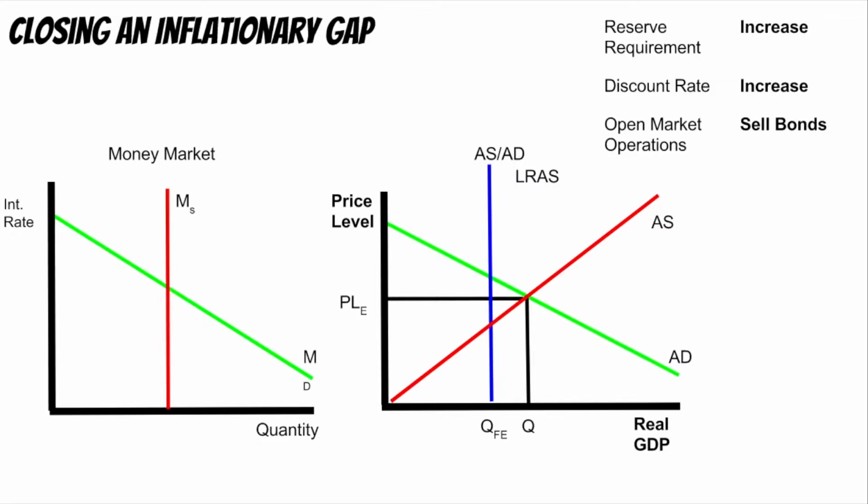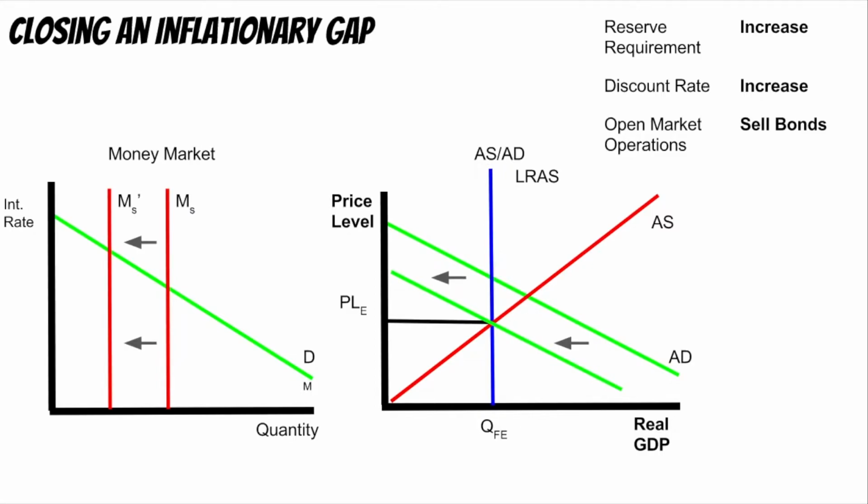And all of these would decrease the money supply, which would also increase the interest rate, decrease investments, and decrease aggregate demand. So if you look at the graphs on the screen, you can see that the money supply has shifted left, which shows an increase in interest rates, and then demand has shifted left and met long-run aggregate supply, where that intersects aggregate supply. So the economy is now operating at full employment.